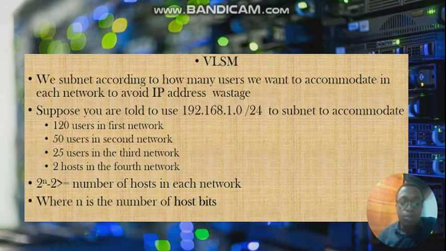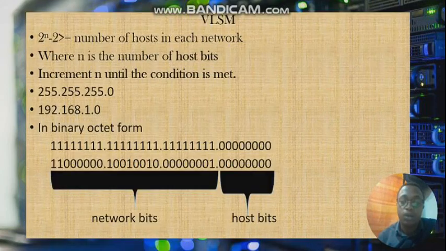And the formula for variable length subnet mask is 2 raised to the power of n minus 2, and it's supposed to be greater than or equal to the number of hosts in each network. And the value of n is the number of host bits that we need to use in the subnet mask in order to accommodate these users in the specified network.